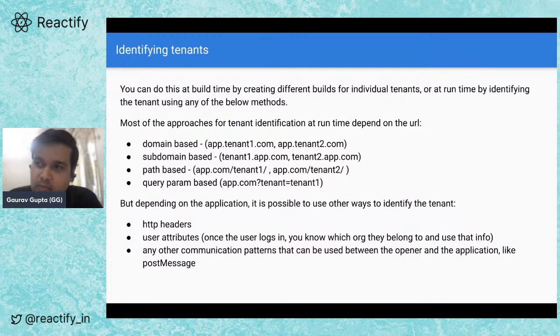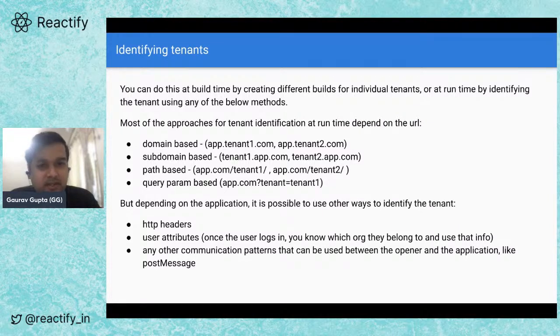One is you can have separate builds for each tenant, in which case you will already know at build time what the tenant is, and based on that you will create some individual build for that tenant. But obviously, even just hearing that, you would know that it is not the most optimal thing to do, because if you have 150 tenants, why create 150 builds for them when you can just have one single build? And identify the tenant at runtime.